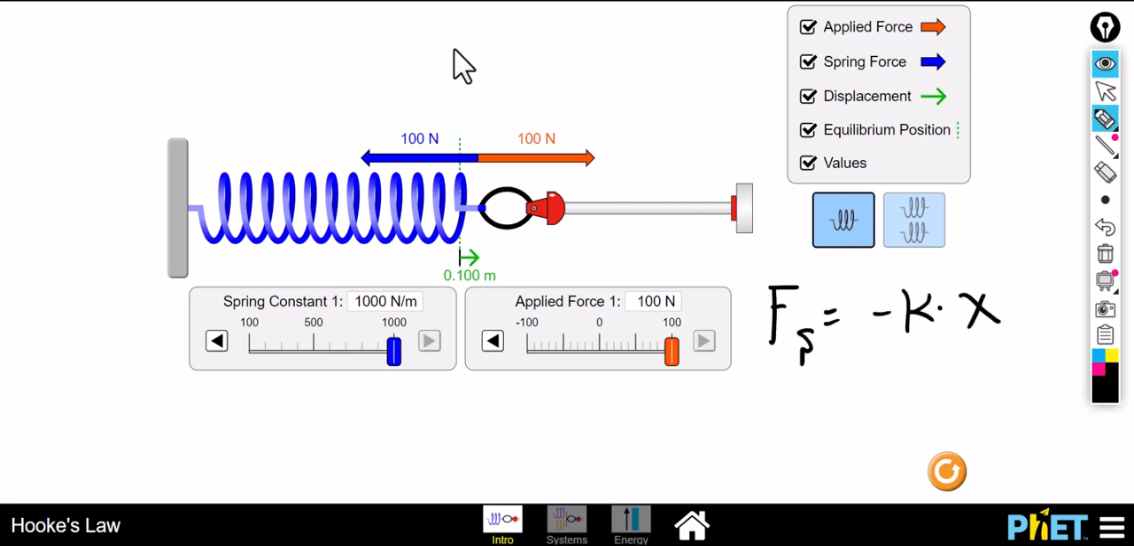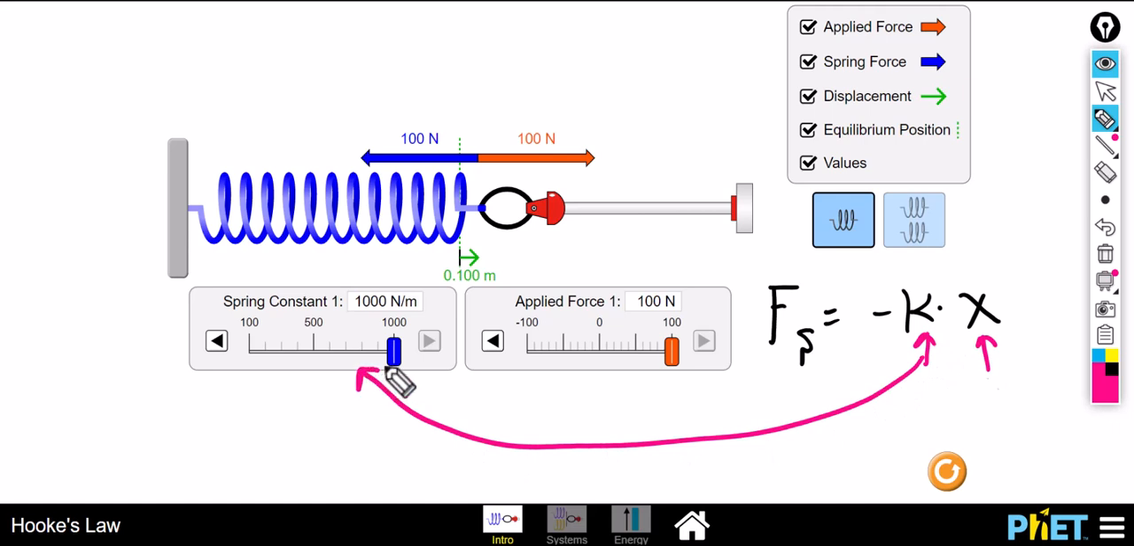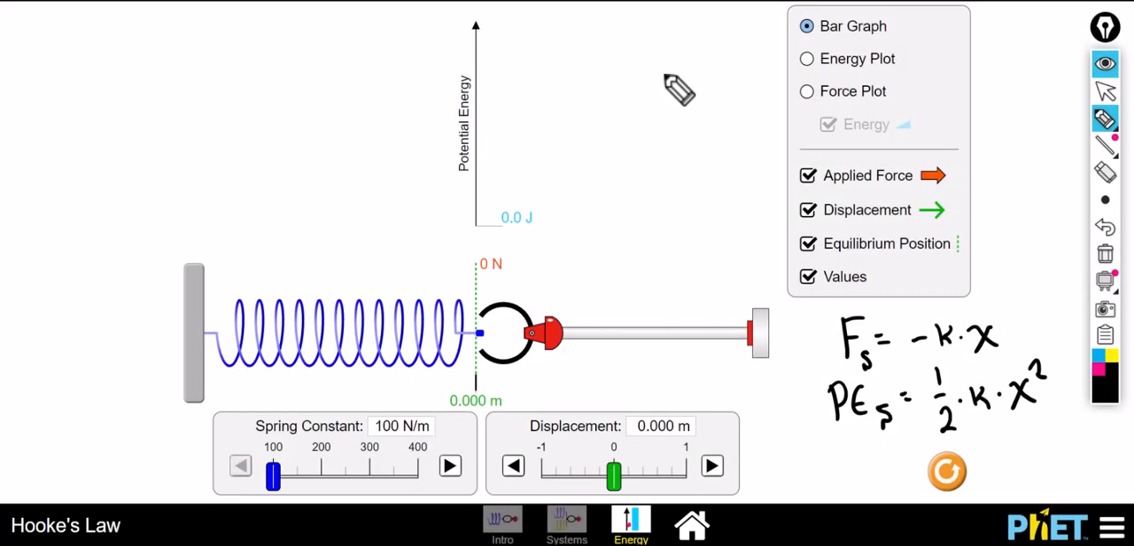So this is all governed by essentially two variables: the spring constant k, which is this variable right here, and the displacement right here. Although in this case, the simulation doesn't let us play with it. It lets us play with a force instead. Now let's go ahead and explore the spring potential energy, keeping in mind this idea of Hooke's law with the force that the spring experiences.